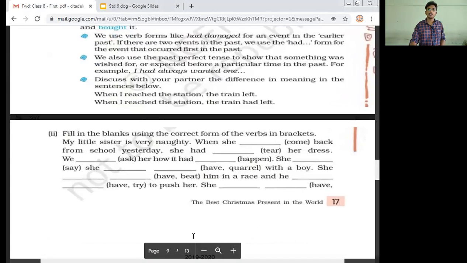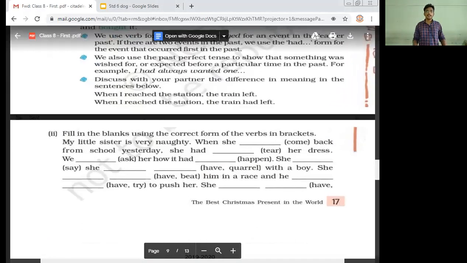I hope it's visible to you. Thank you. Fill in the blanks using the correct form of the verbs in brackets. So the activity is related to using the correct form of verbs. Okay, so I'll read the answers. You have to look into your answers and make sure that your answer is correct. If there are some errors in your answer, you have to correct it. Okay, so I'll read the answers.